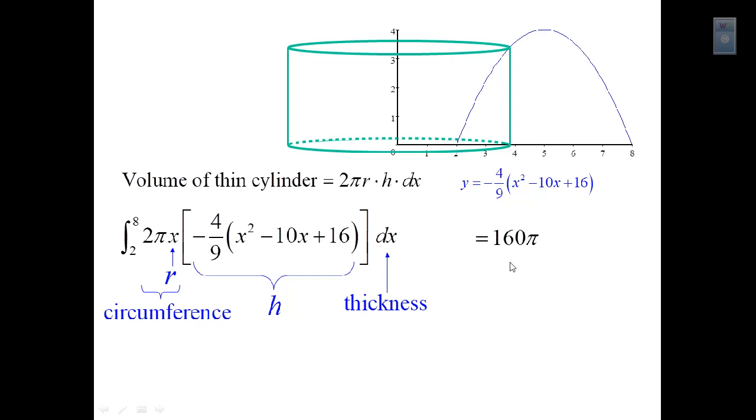And when you calculate that, this would not typically be one that they would expect you to do by hand, just because it's not easy to simplify down. The ones that you'll be expected to simplify to do by hand are going to be pretty straightforward. And when you do this with a calculator, you should get 160 pi.